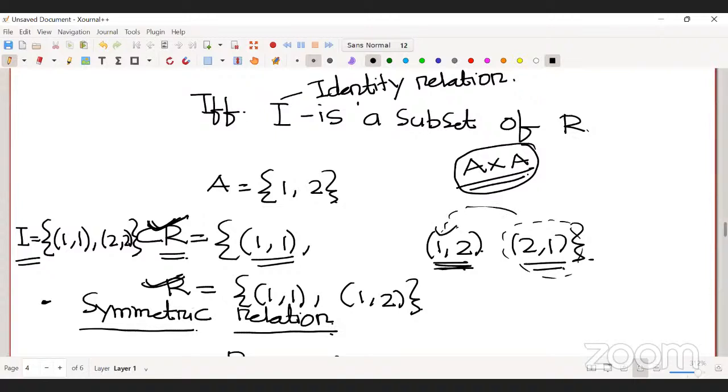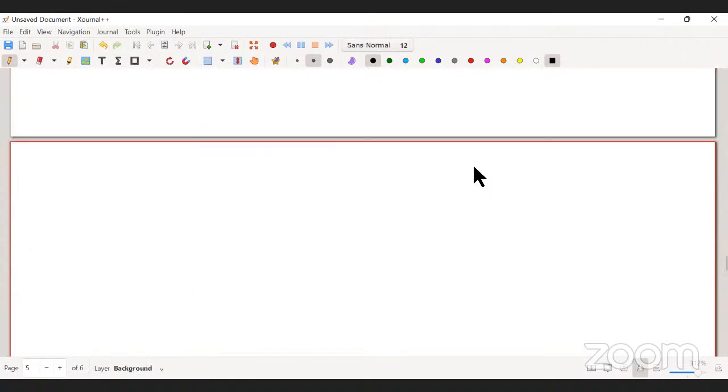Okay, so if I flip all the elements of R and I land inside R, then I can say that R is a symmetric relation. If I flip all the elements of R and after that also I can land inside R, then I can say that my relation R is a symmetric relation. Okay.